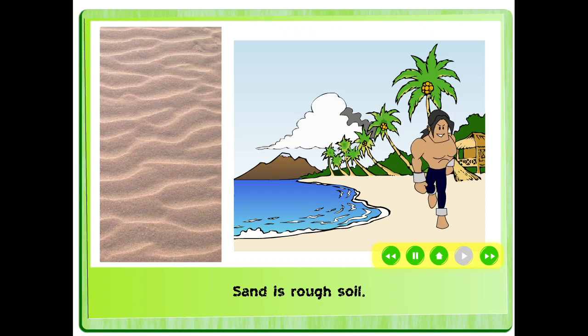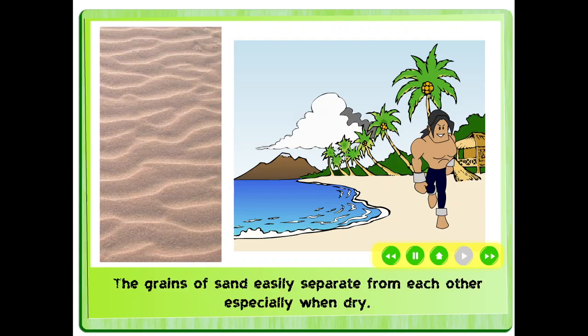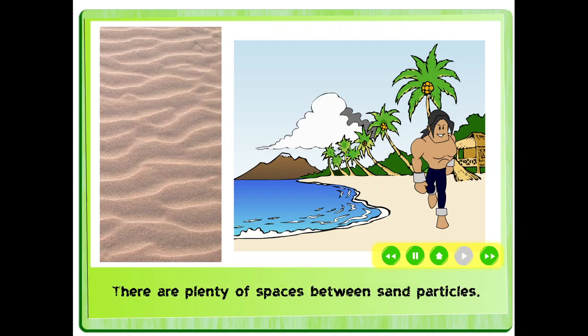Sand is rough soil. It can be light or dark in color. The grains of sand easily separate from each other, especially when dry. There are plenty of spaces between sand particles. This is why sand cannot hold much water. Sand is a good material for making concrete.